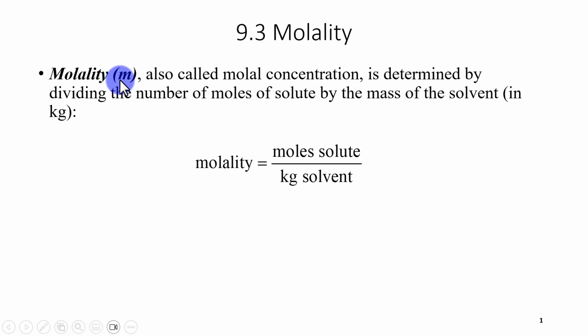Molality, which is written with a little m, is also called molal concentration, and is determined by dividing moles of solute by the kilogram of solvent. This is used typically when we want to eliminate the volume of the solute or the solution, because volume can vary slightly with temperature. So if we have an experiment that is sensitive to volume, then we would use molality instead of molarity.